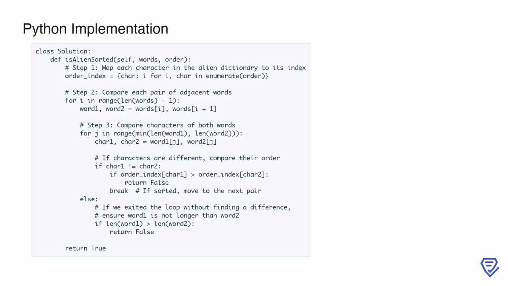4. Handling prefix cases. If one word is a prefix of the other, e.g., apple and app, the shorter word should come first. This is checked by comparing the lengths of word1 and word2 after their common prefix has been processed. If word1 is longer, the list is not sorted, so we return false. 5. Returning true. If all word pairs satisfy the sorting conditions, the function returns true, indicating the list is correctly sorted. The time complexity of this solution is n*m, where n is the number of words and m is the average length of the words. This ensures efficiency even for large inputs. The space complexity is O(1), aside from the space used for the order_index mapping.